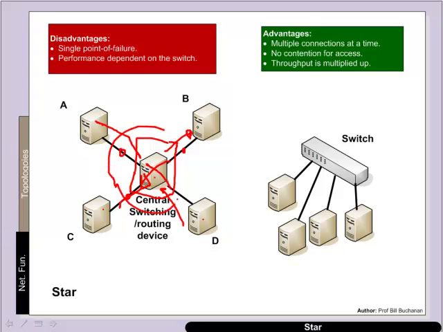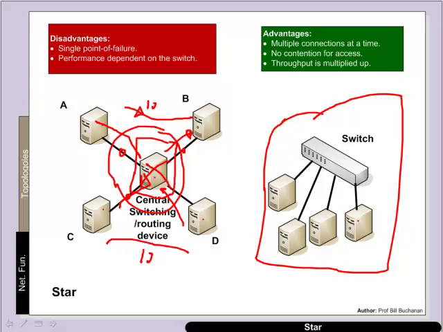Also, it needs to be able to switch the data packets fairly quickly. So the performance is very much dependent upon the central switch, but we can get multiple connections at any given time. So A and B can communicate at the same time as C to D. There's also no contention on the network. Along with this, the network bandwidth throughput is actually increased. The bandwidth might be 10 megabits per second on each link, but if both nodes communicate at the same time, then the actual throughput is 20 megabits per second. So we see this type of topology now with network switches, where nodes connect into a switch and the connections are switched inside it.